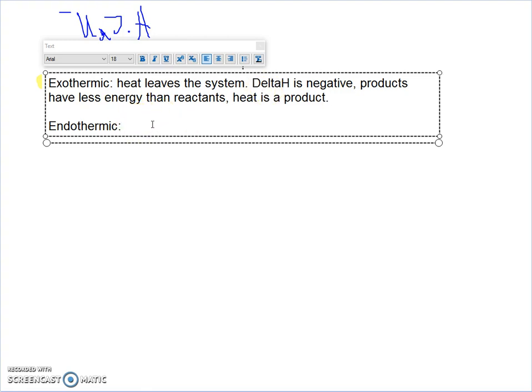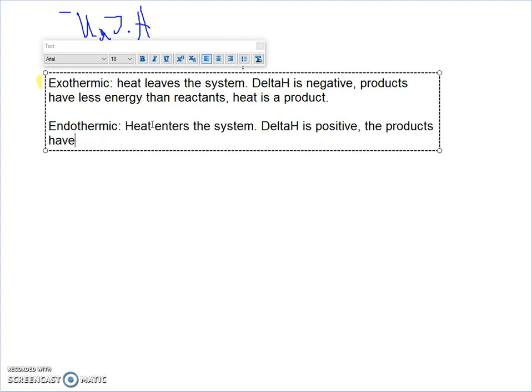Alright, so endothermic means heat enters the system, so the opposite of everything I just wrote. So delta H is positive, and the products have more energy than reactants, which means heat is going in, so heat is a reactant.